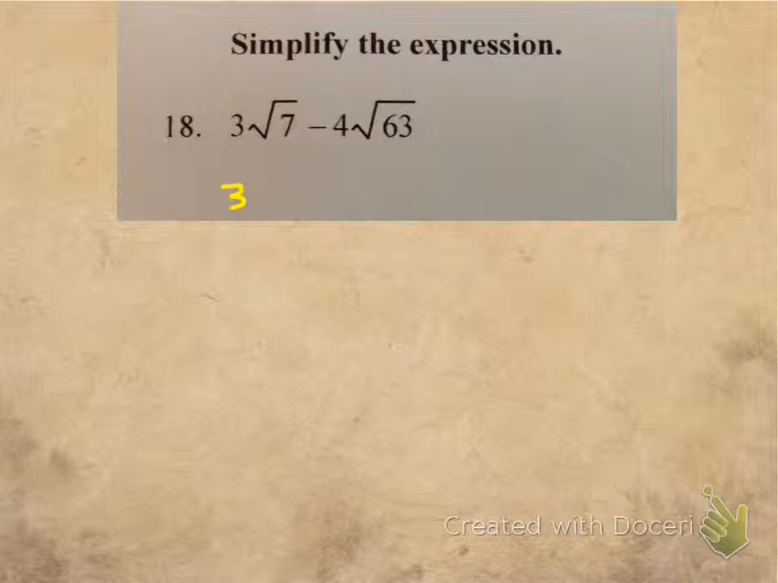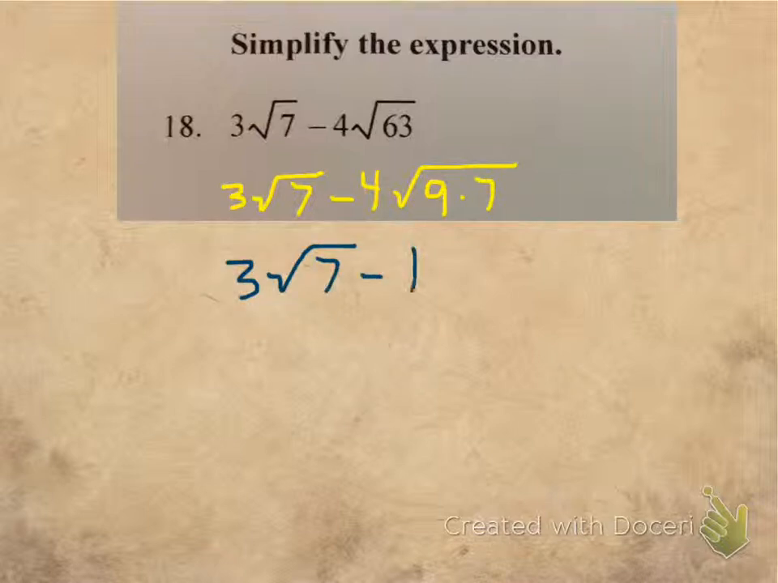Number 18, we notice first of all that there's a subtraction sign in between, so those are radicals that are being subtracted, but they're not like radicals, so we can't simply subtract the 3 and the 4. But we do ask ourselves what can be simplified, and you'll notice that the square root of 63 can be broken down into 9 times 7, so we rewrite that.